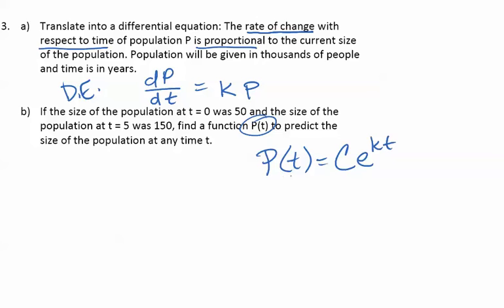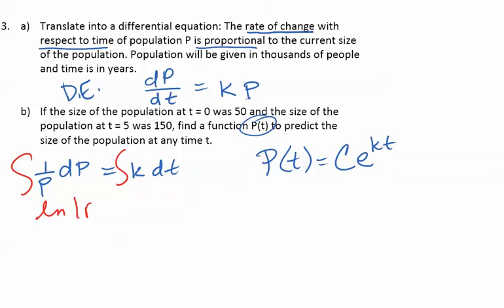Let's say you did not remember that model. Then you'd have to do separation of variables. So let's take our previous statement and divide by p and multiply by dt to separate the variables, and then integrate.